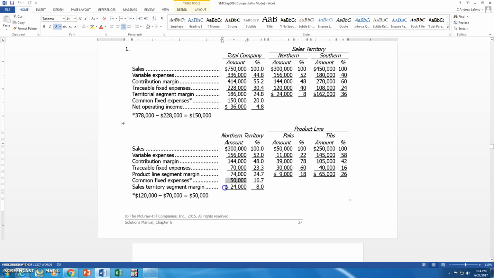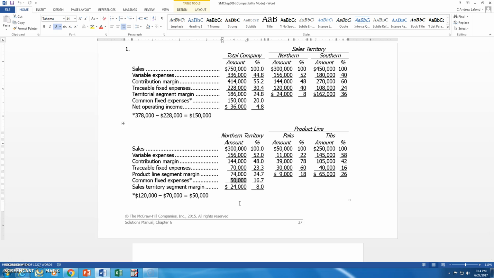You will notice that this $24,000 of segment margin ties exactly to the segment margin up above in the earlier contribution margin income statement. You also notice that the total traceable fixed cost for the Northern Territory was $120,000. You can see that that is spread between $40,000 to TIBS, $30,000 to PACS, and $50,000 of fixed costs common to both.